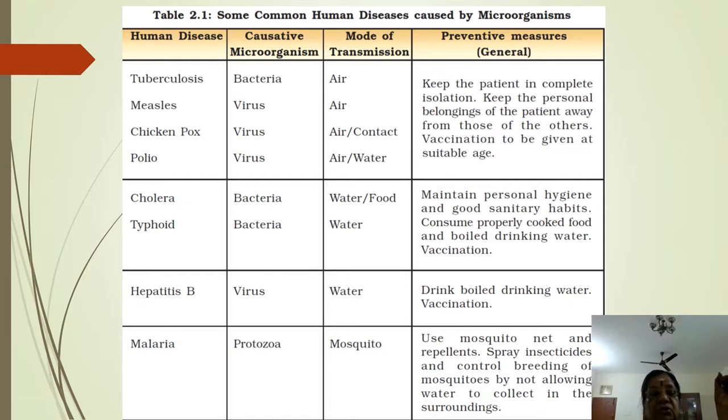Tuberculosis, cholera and typhoid are bacterial diseases. Measles, chickenpox and polio are viral diseases. Hepatitis B is a viral disease. Malaria is a protozoan disease. I hope you could follow this.